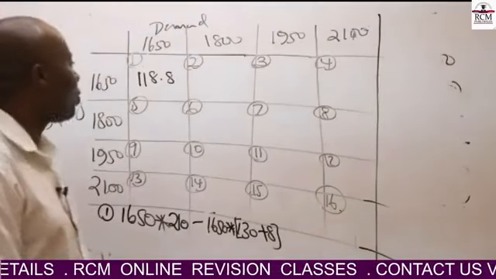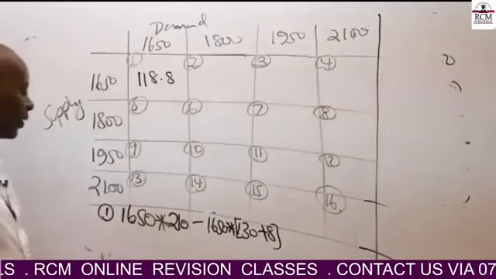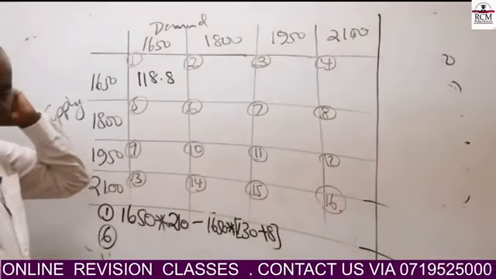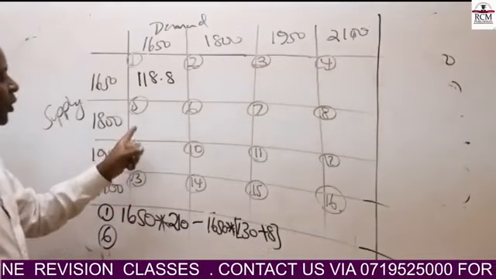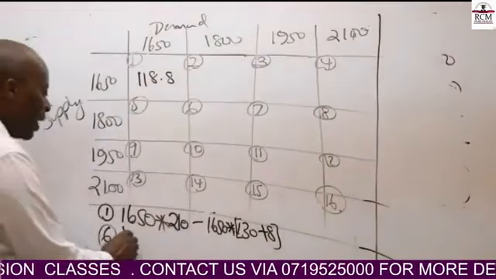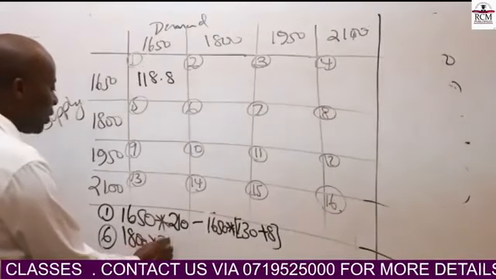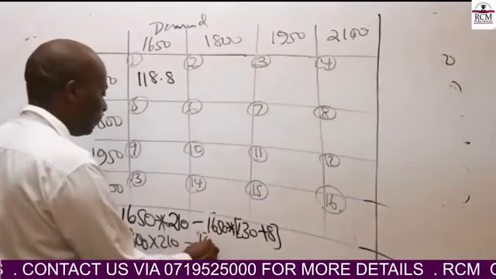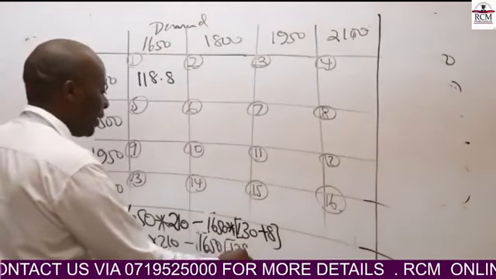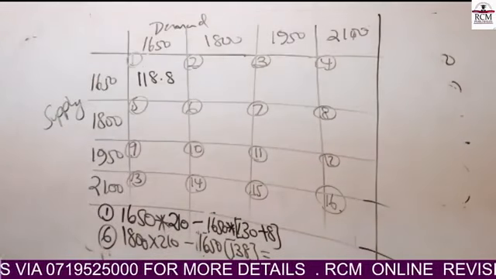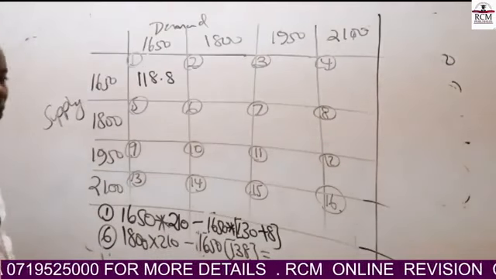Let us go first for the perfect matches. Let's go to number 6. I can see it's 1800 versus 1800. So here I'll have 1800 times 210 minus 1650 times 138. Can somebody give me these perfect matches? Number 6, what do we have there?